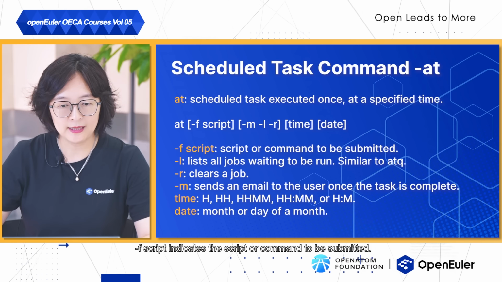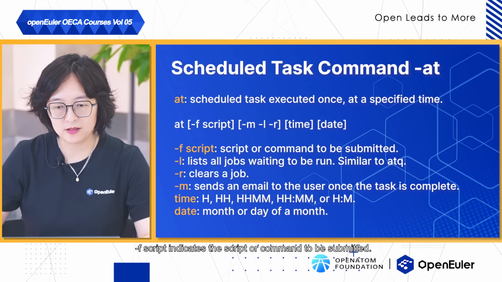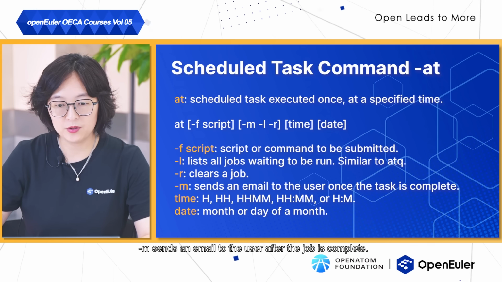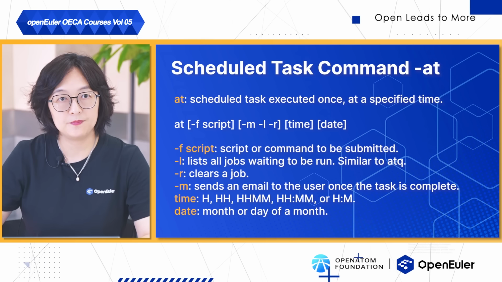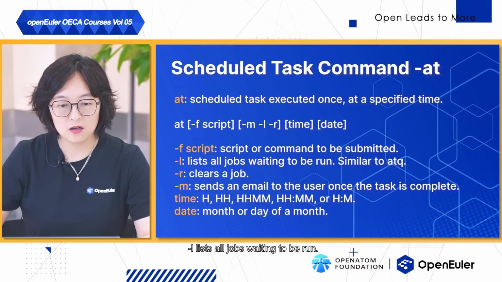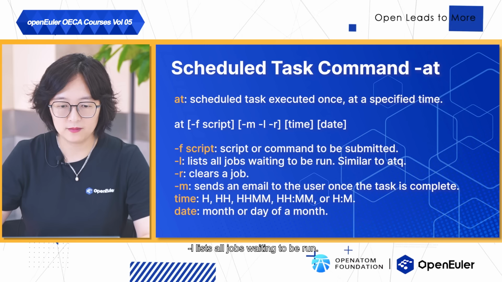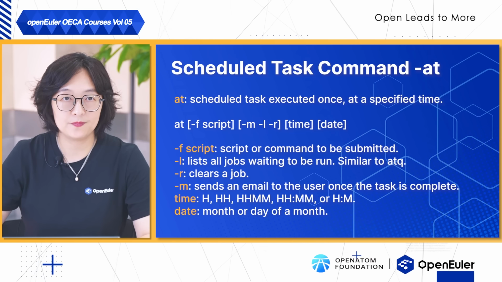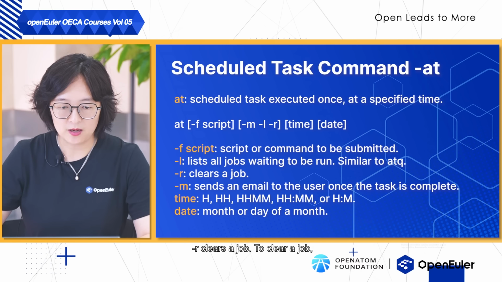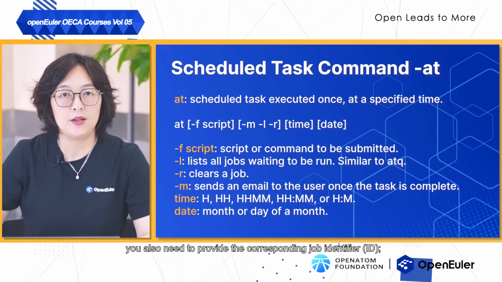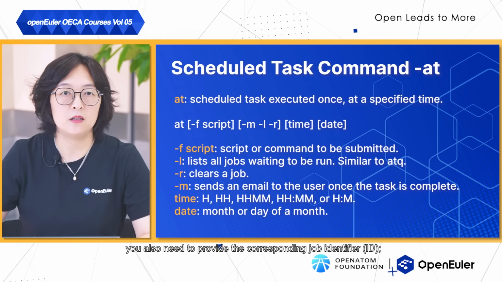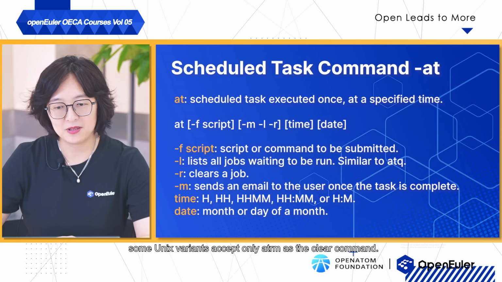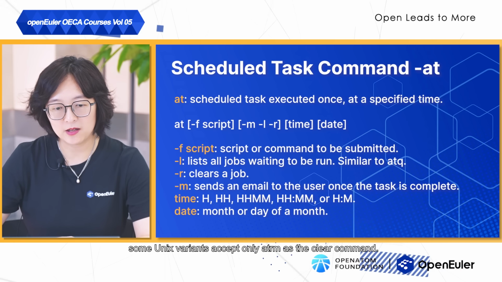-f script indicates the script or command to be submitted. -m sends an email to the user after the job is complete. -l lists all jobs waiting to be run. The atq command has the same function. -r clears a job. To clear a job, you also need to provide the corresponding job identifier. Some Unix variants accept only atrm as the clear command.